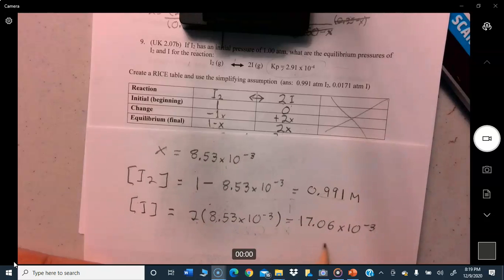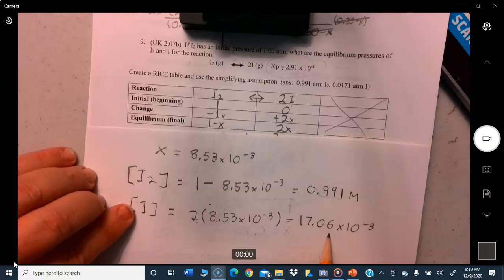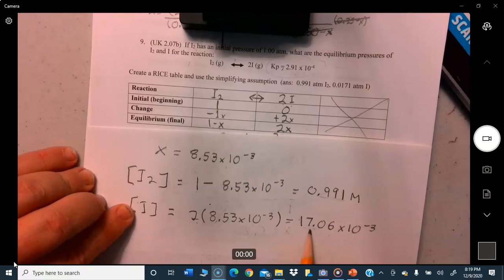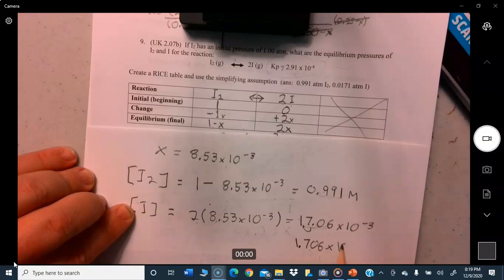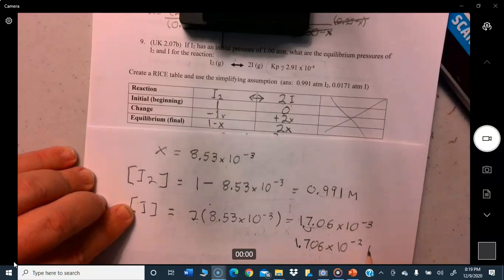Okay, now since this is a final answer, it's the molar concentration of this, you have to adjust the decimal. So you have to make a number between 1 and 10, so we're going to slide it over to there. 1.706. We made this number smaller. We went from 17.06 to 1.706, so we made this number smaller, so we have to make the exponent bigger. And bigger than -3 is going in the positive direction, so that's -2, and that's molar.